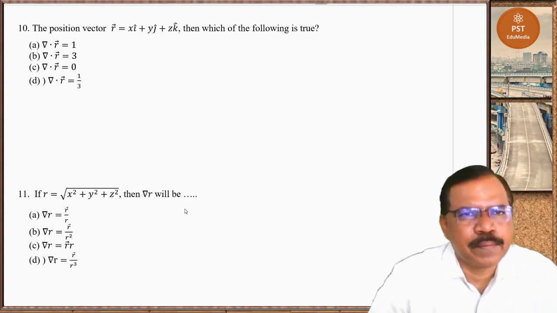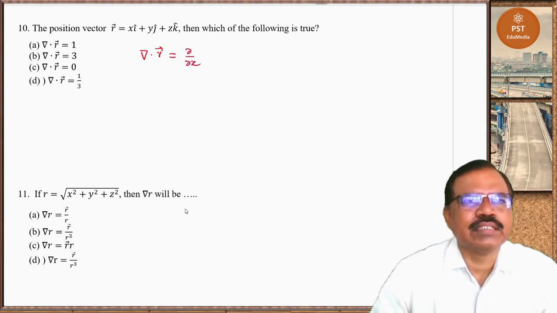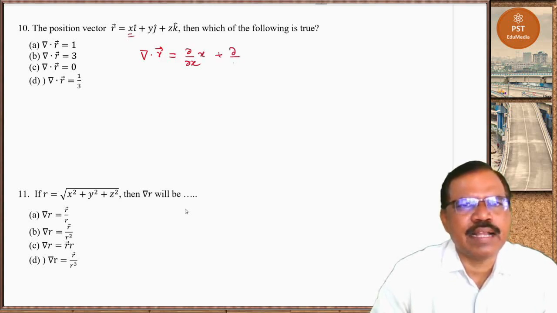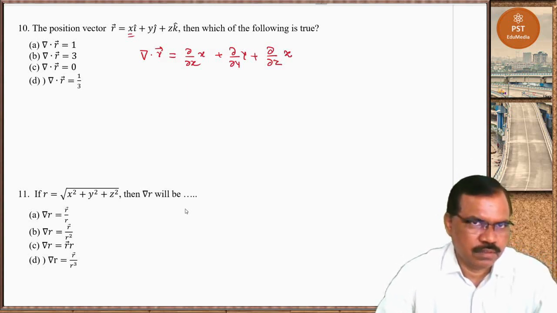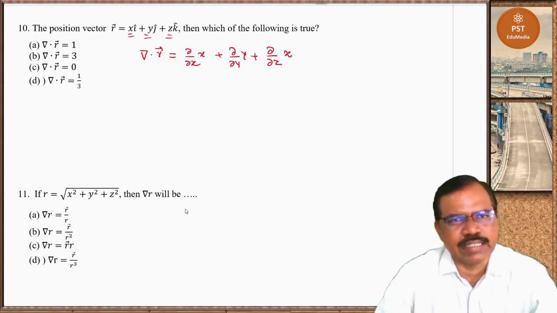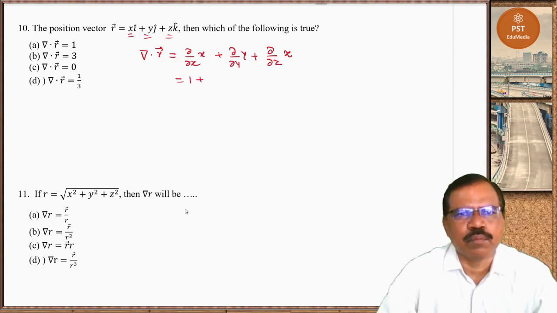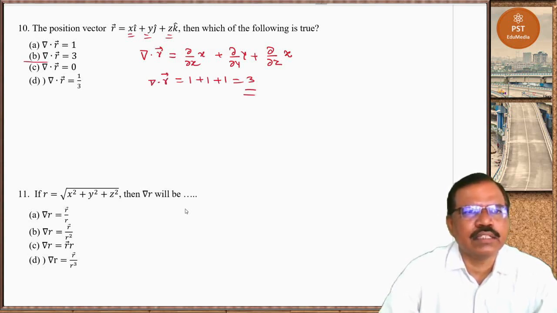B, 3. How much will it be? It will be ∂/∂x of the x component, x, plus ∂/∂y of y, plus ∂/∂z of z. This is del dot r. The x, y, and z components are x, y, z. So here 1 plus 1 plus 1, so it is 3. So del dot r is 3, the second one is correct.